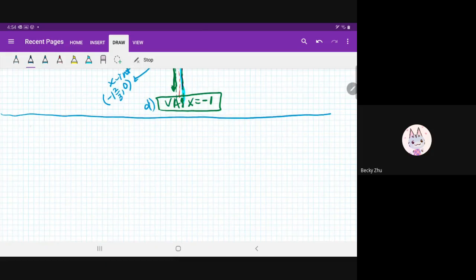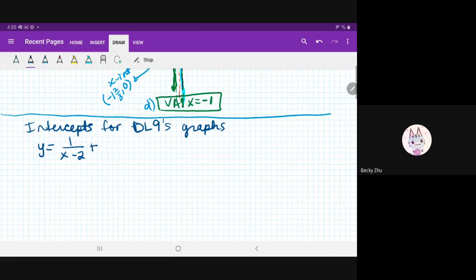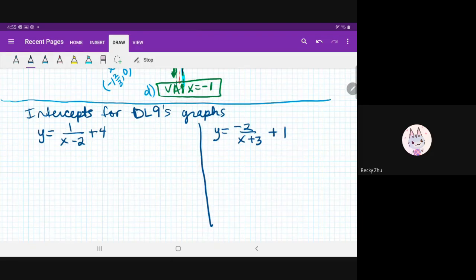Okay, so now this is just x and y intercepts for, what did we call it? DL9. So DL9's graphs. Okay, so let's see. y equals 1 over x minus 2, plus 4. And then over here, we'll do y equals negative 2 over x plus 3, plus 1. So all we're doing left is just finding the intercepts for these, and then we'll be done for the day.